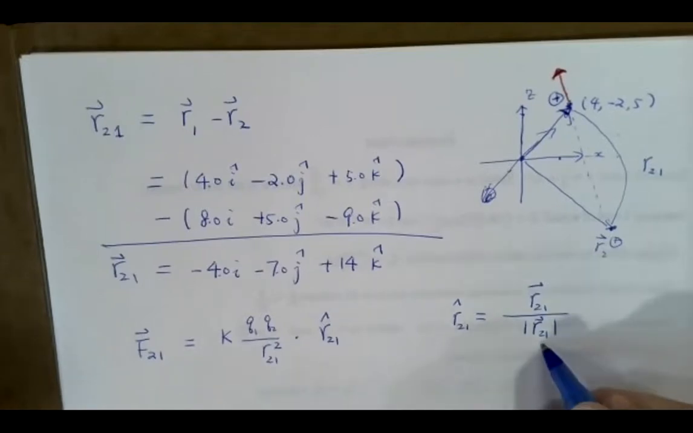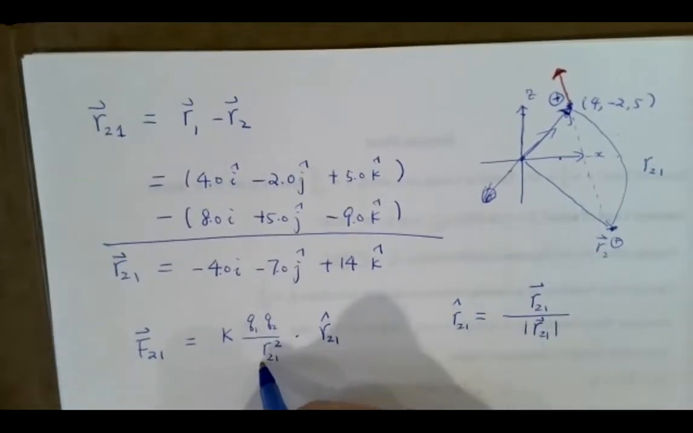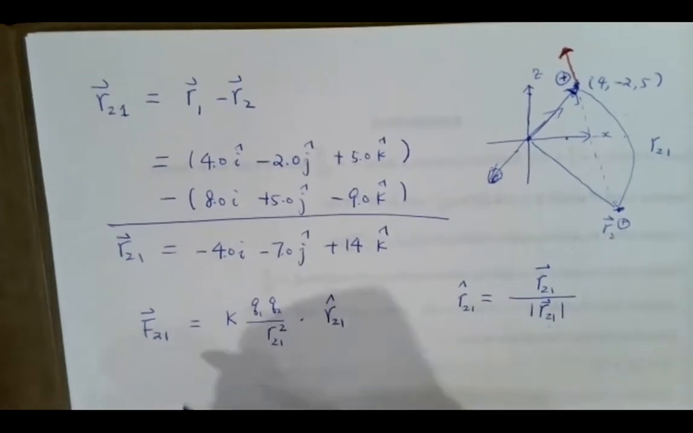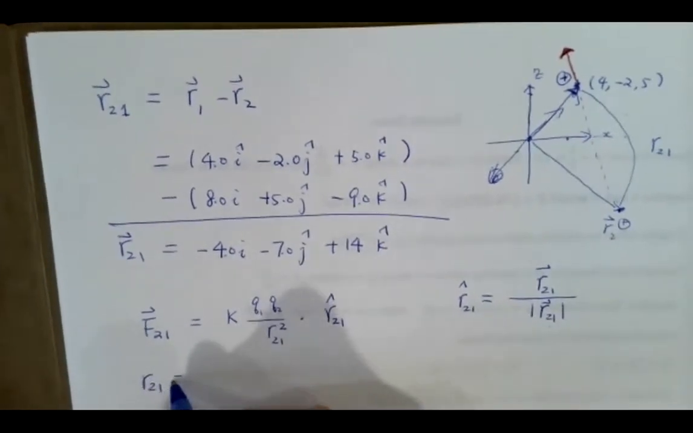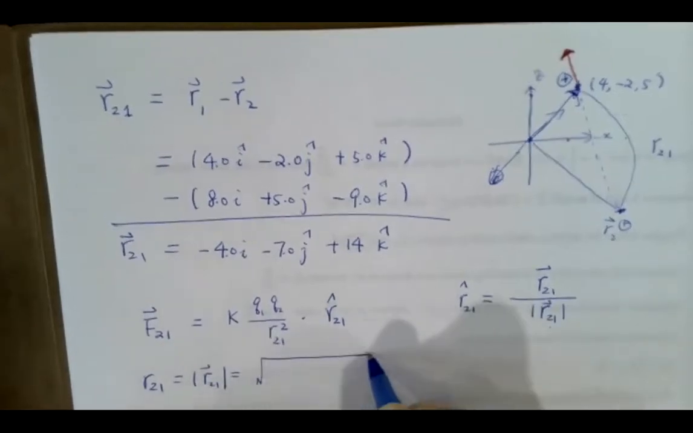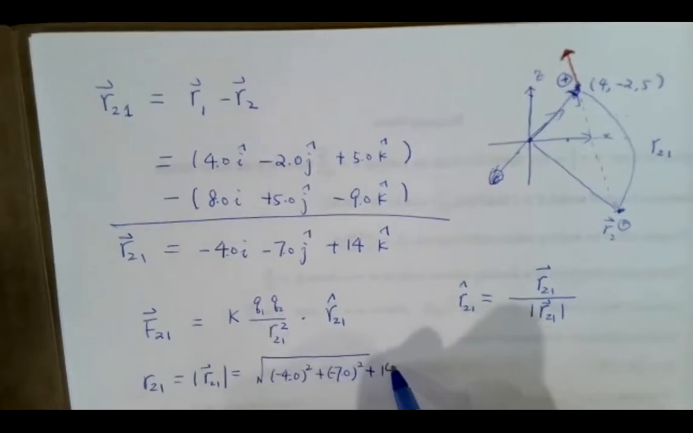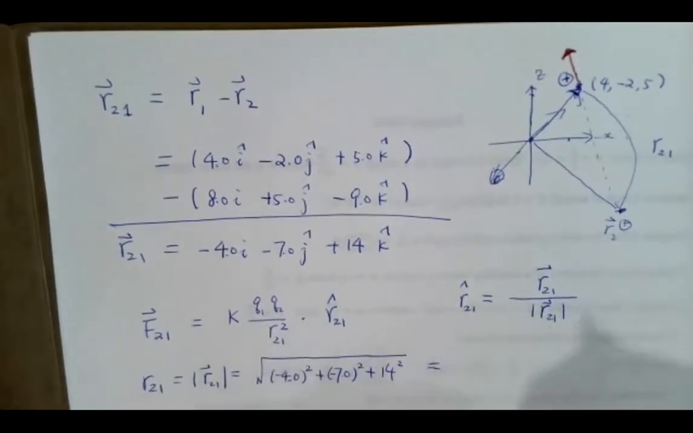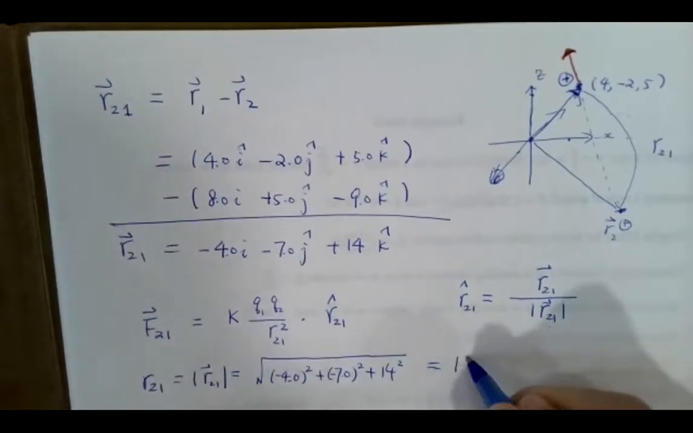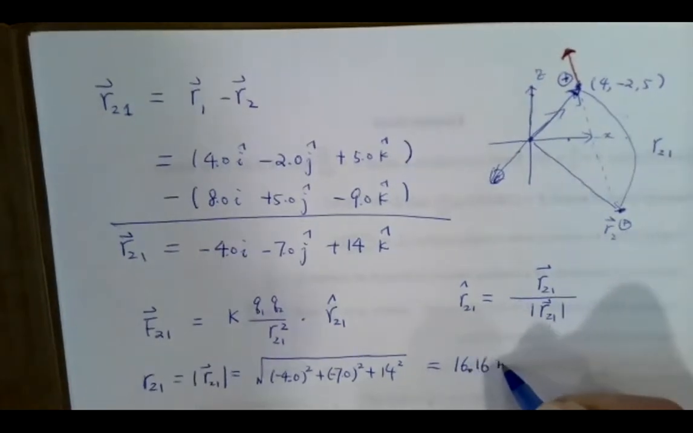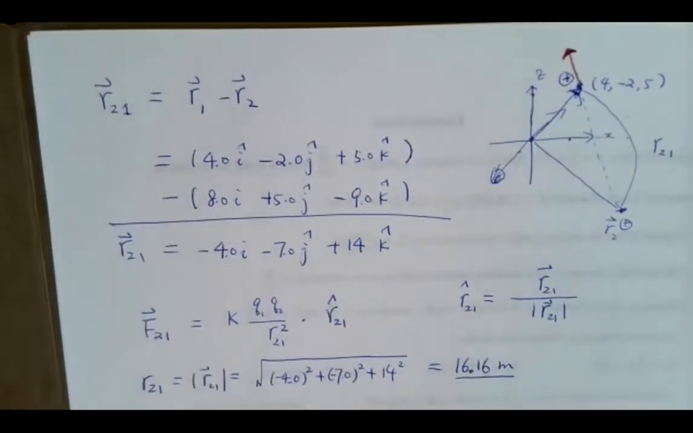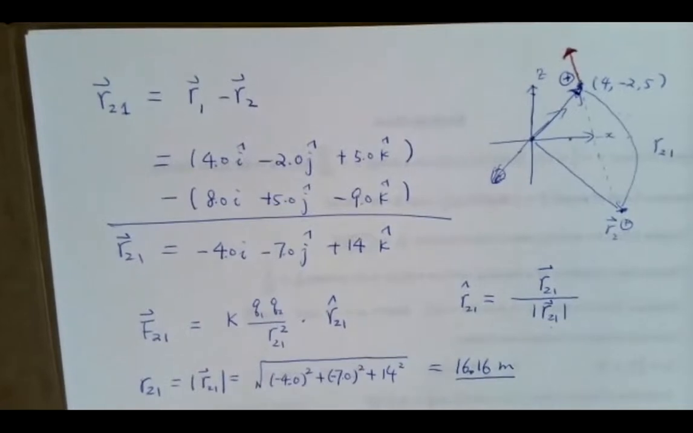So you need the magnitude of this guy here. We can calculate the magnitude first. r21 will be the magnitude of this vector. So that should be the square root of x squared minus 4 squared plus y squared minus 7 squared plus z squared 14 squared. That will give you 16.16 in meters. So that's a scalar. The magnitude is a scalar.